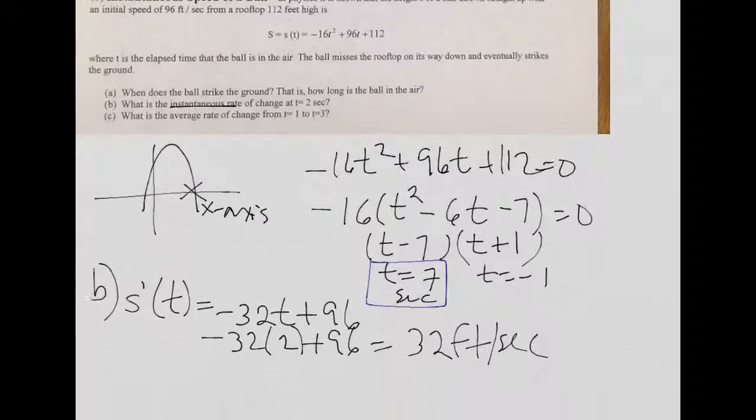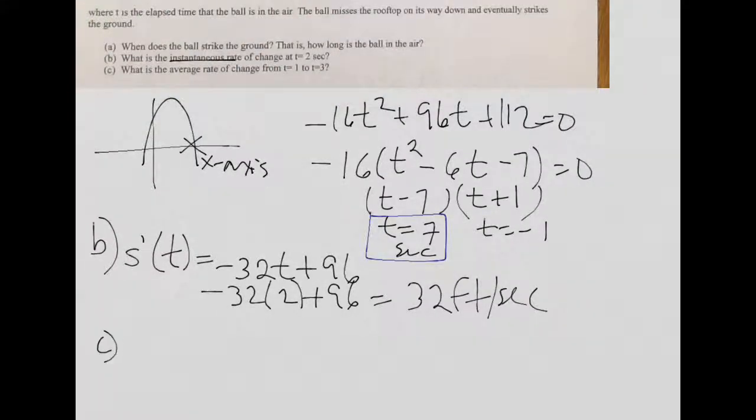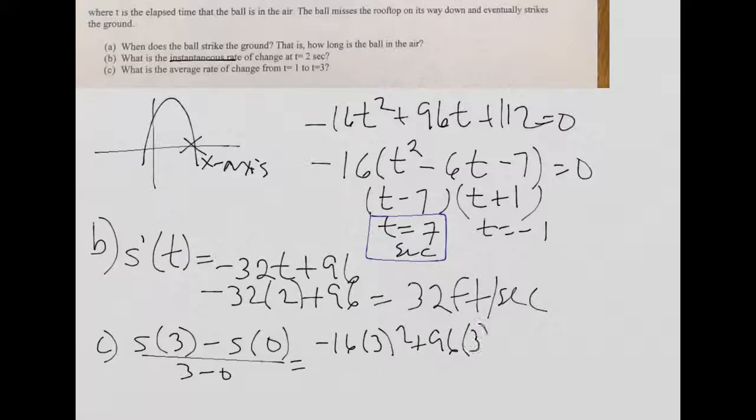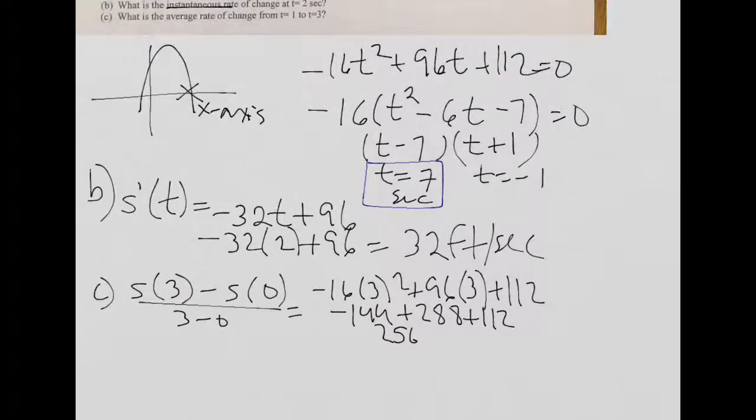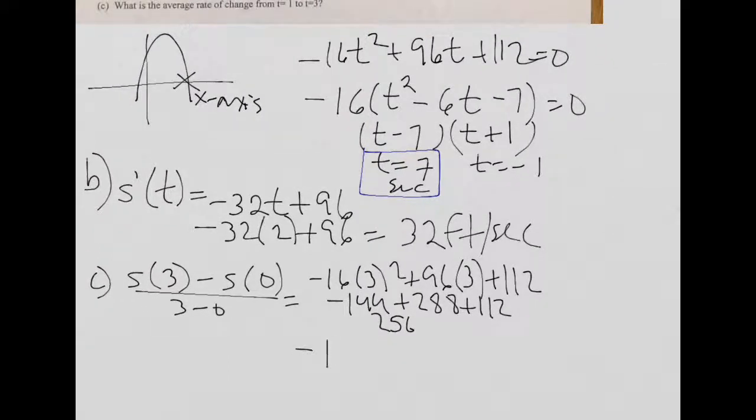Okay, part C is asking what's the average rate of change. Average rate of change is like finding slope. So I'm doing s of 3 minus s of 0, all divided by 3 minus 0. So I need to plug in 3 for the first equation and work that out. So that comes out to be, let's see, negative 144, 288, 256 that is. Now I'm going to do it with s of 0. So when I plug in 0, I get 112.